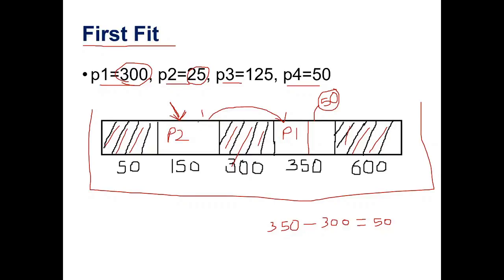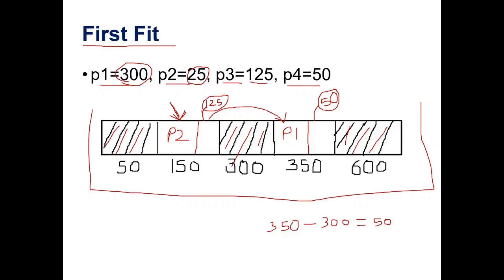And after allocation, how much memory will remain here? 150 minus 25 is 125. So 125 size of memory will be available here after allocation.